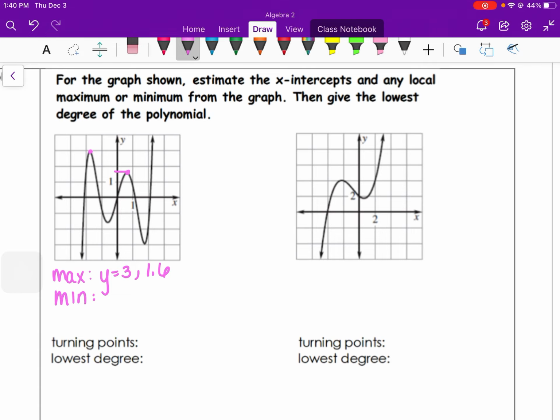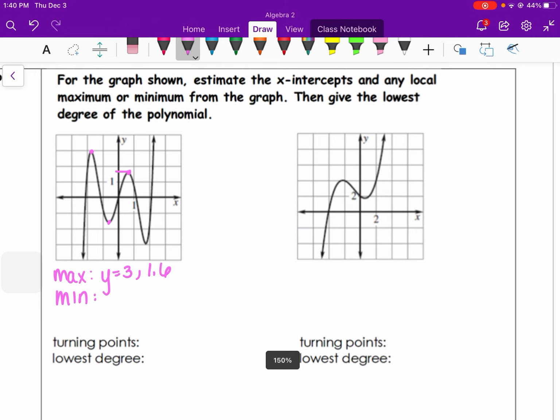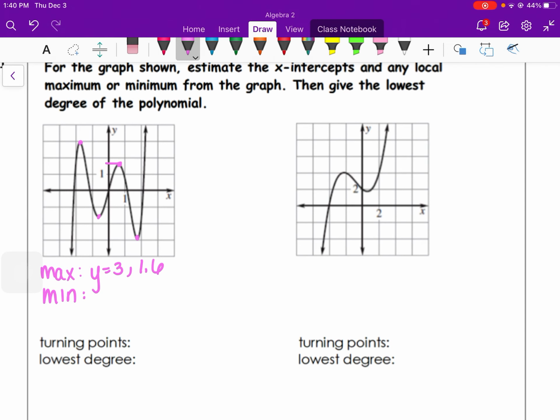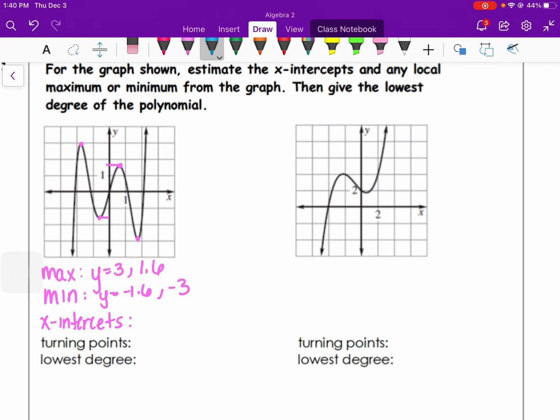And then local minimums, I'm going to do the lowest points, so at the bottom of the curves, and the y values, so maybe negative 1.6 and then negative 3. So this one's kind of symmetrical in that way. And then x-intercepts. X-intercepts are where it crosses the x-axis.